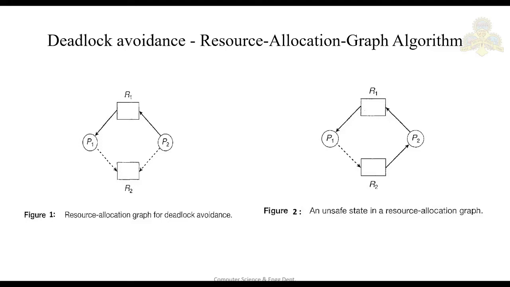So in the last class we had studied about deadlock avoidance algorithm. In the deadlock avoidance we had seen the safe state algorithm. So today we'll get started with the second type of algorithm, that is the resource allocation algorithm.